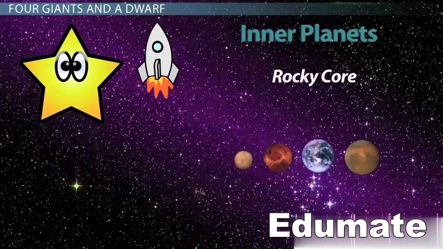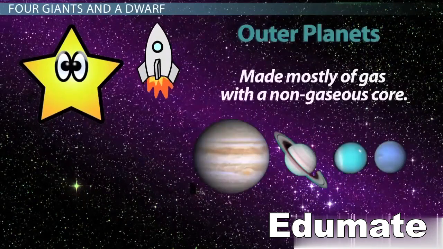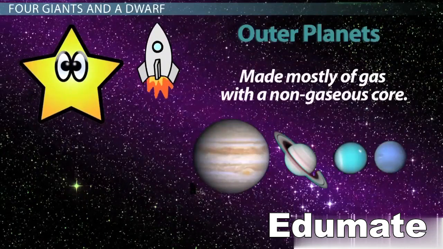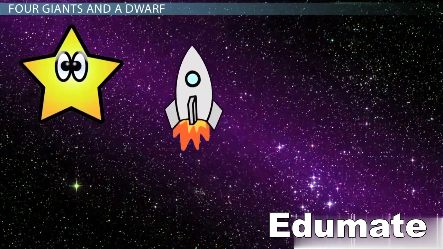The inner planets are rocky, sometimes all the way to their core. Gas giants are made mostly of gas with a non-gaseous core. Scientists haven't been able to discover exactly what exists in the core of a gas giant. They believe it may be solid or made of liquid metal.